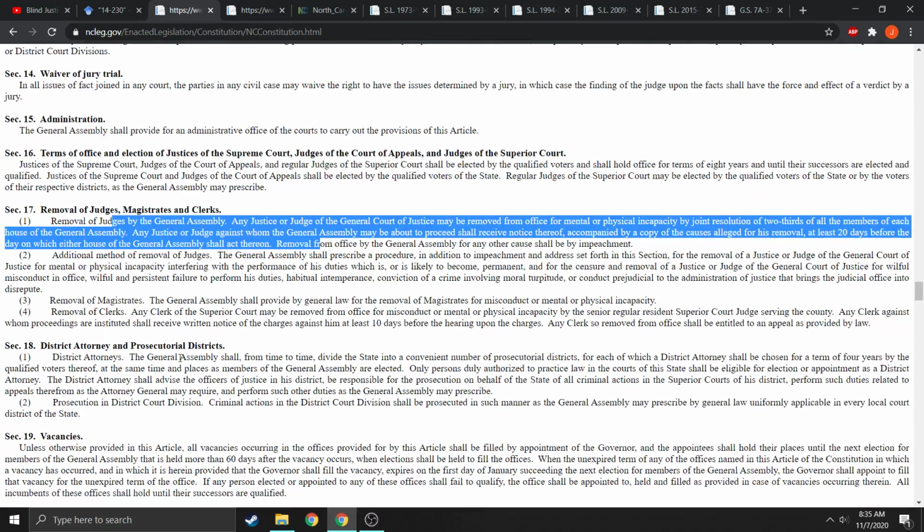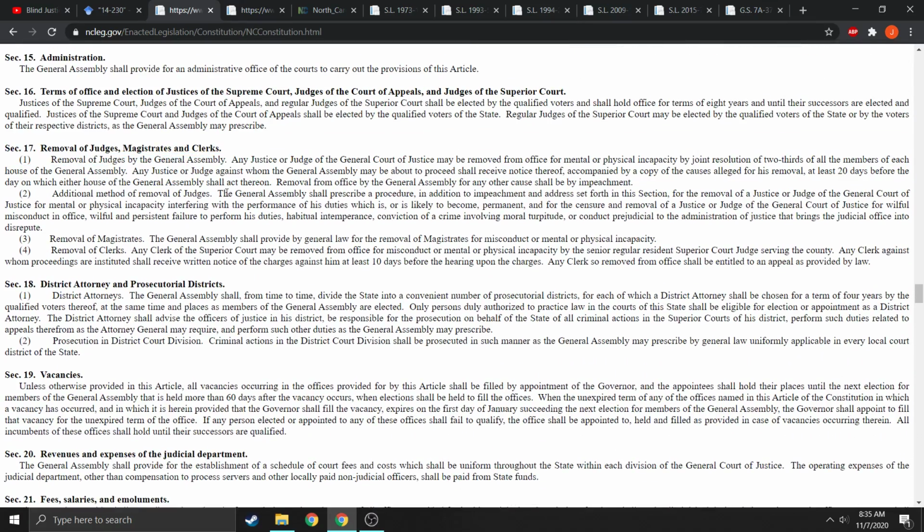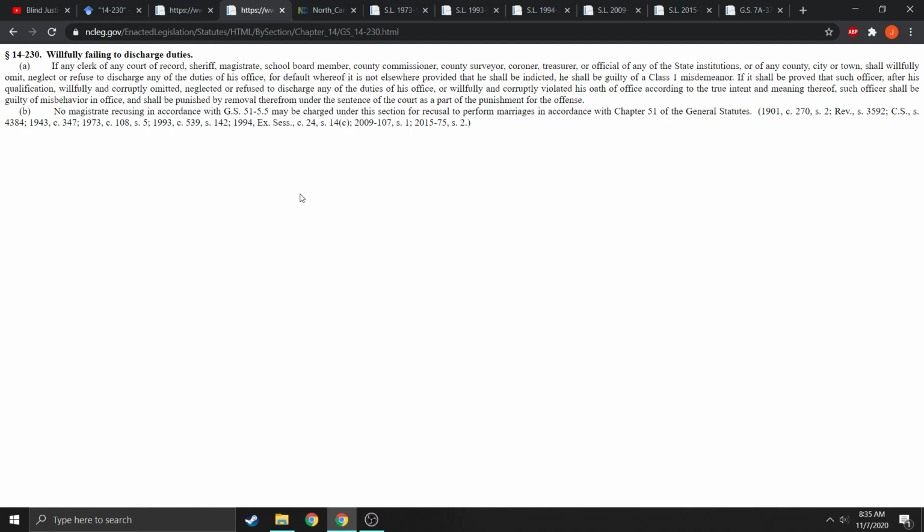It had to be. Now, you'll notice that when we were talking about this one, it says the General Assembly shall prescribe a procedure, right? So after 1971, maybe they did something to make 14-230 apply. And you'll see that 1943 is the last one pre-71. So post-71, they have amended it 1, 2, 3, 4, 5 times. They've amended 14-230 5 times.